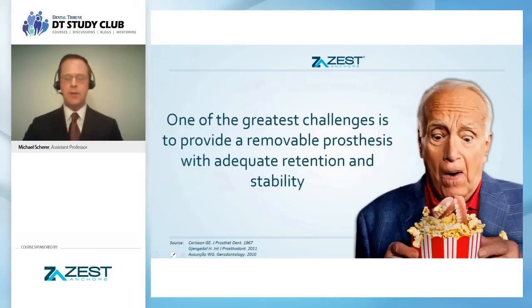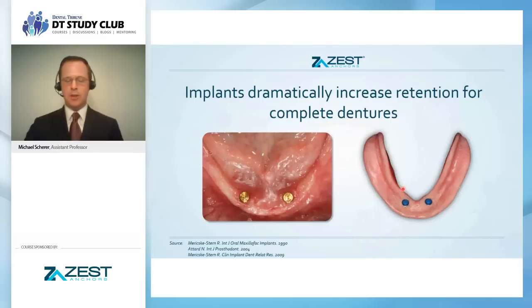We know that, yes, if you spend enough time treating the edentulous patient, one of the greatest challenges that we have is to provide a removable prosthesis with adequate retention and stability. Because what we don't have happen is a patient that is like this. They're out with their grandkids, they're out with their family, or they're out with their friends, and something like this happens at the movie theater. Never a good situation. Because just the simple addition of 2 implants in the interforaminal region of the anterior mandible can dramatically increase the retention of complete dentures.